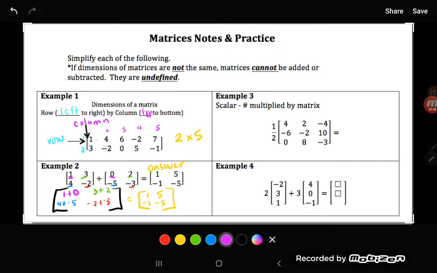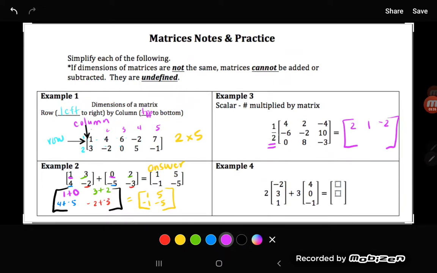For example 3, we're going to multiply the 3 by 3 matrix by a scalar. The scalar is a number on the outside of the matrix, and all we simply do is distribute that scalar to each term inside of the matrix. 1/2 times 4 gives me 2. 1/2 times 2 gives me 1. 1/2 times negative 4 gives me negative 2.